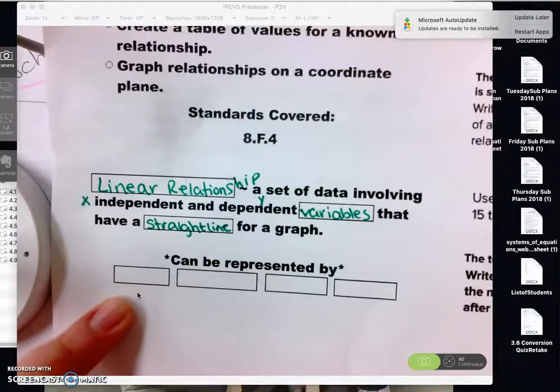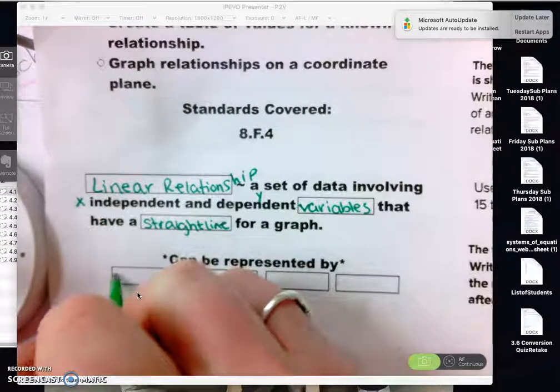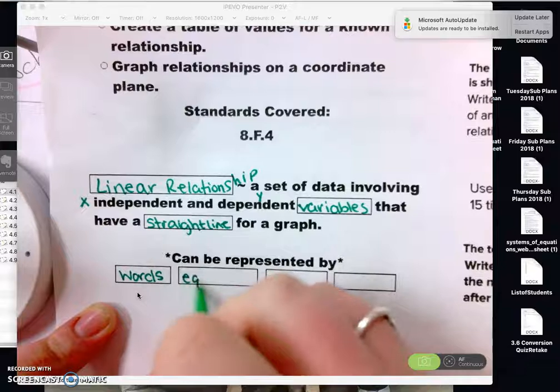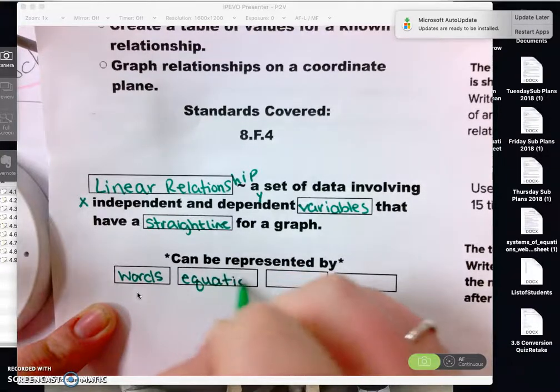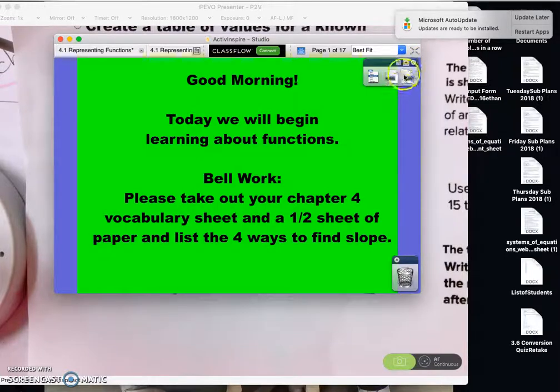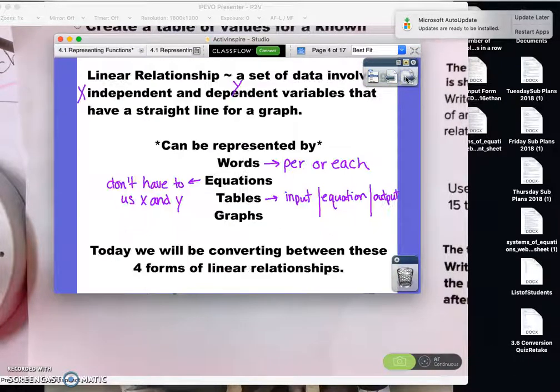Okay, it can be represented by using words, equations, and this might be easier, words, equations, tables, and graphs. Today we're going to be concentrating on the words and the equations, and then tomorrow we'll be talking about the tables and the graph, or day 2 will be.